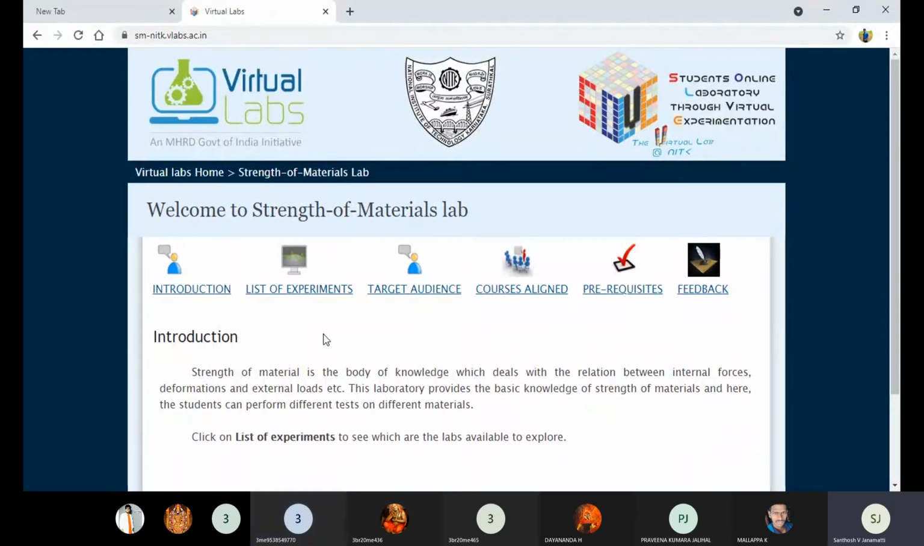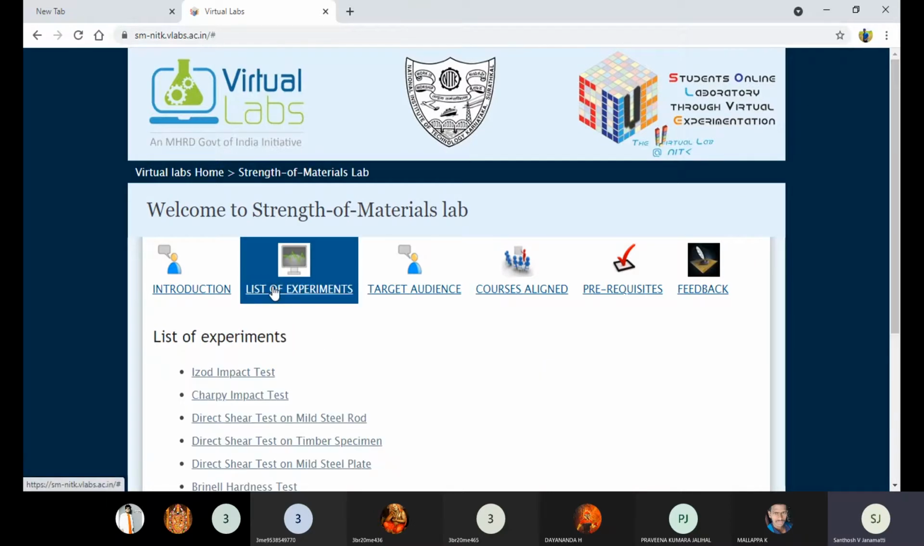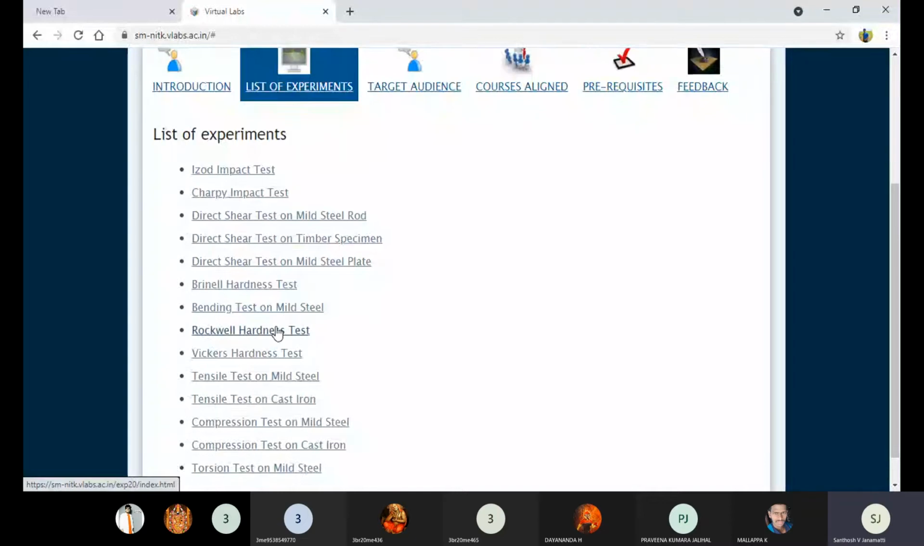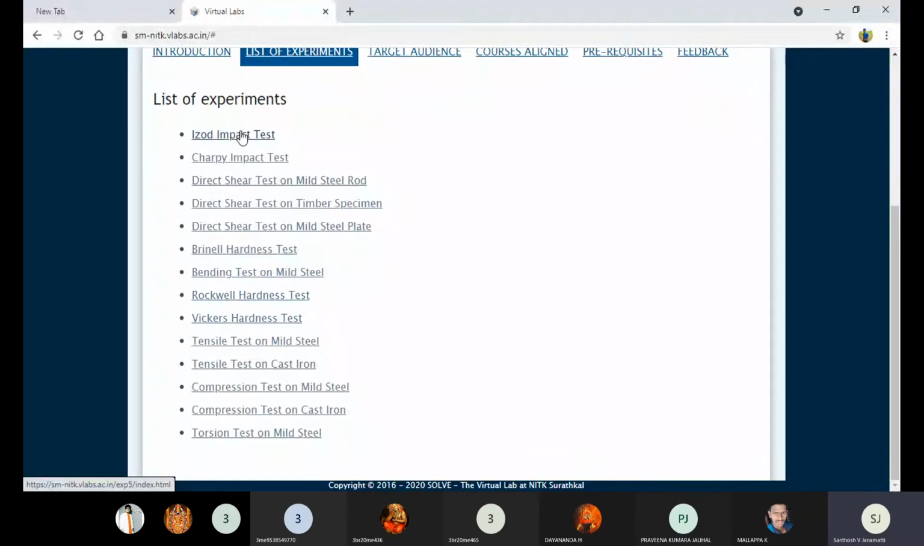Welcome back to the online virtual laboratory. Good afternoon to everybody. Let's start the new experiment. Today we are planning to conduct the tensile test. In the last class we discussed the Izod and Charpy tests. These two are the impact tests.